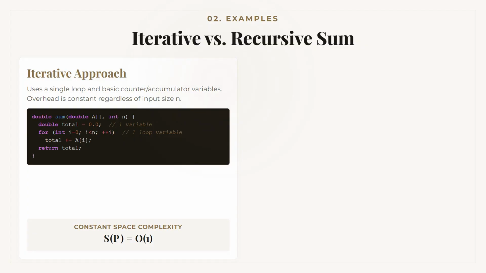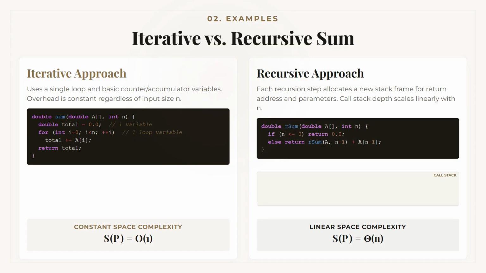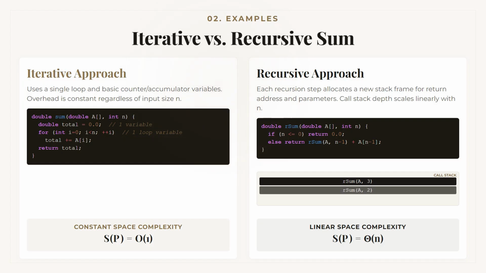Now consider a recursive version of the same problem. In the recursive approach, each function call creates a new activation record on the call stack. If the array contains n elements, then the recursion depth may also become n. As a result, the amount of stack memory grows linearly with the input size. Therefore, the space complexity of the recursive version is theta of n, which means linear space complexity.